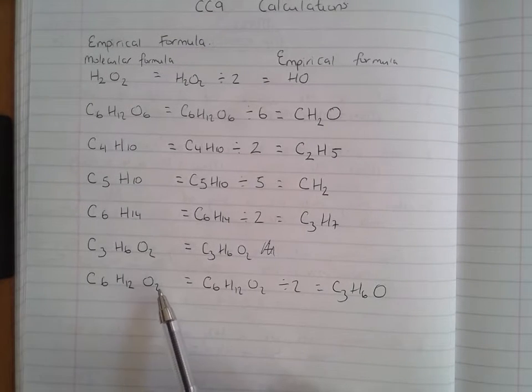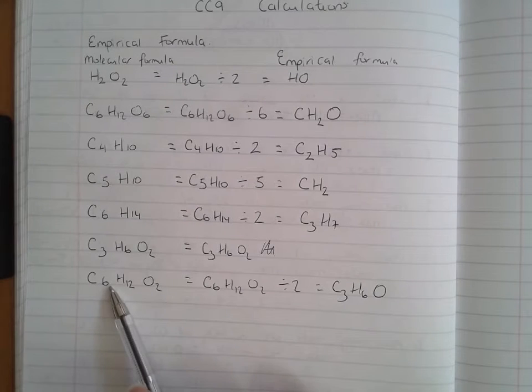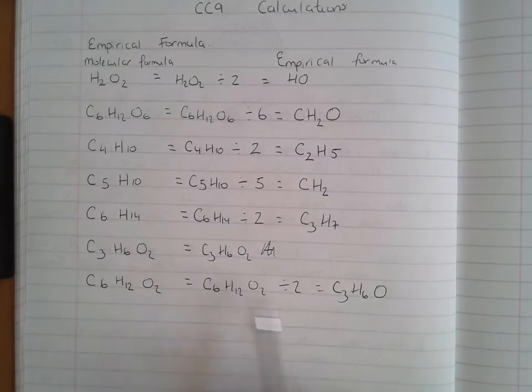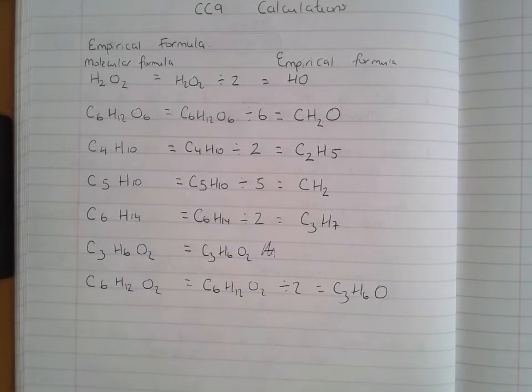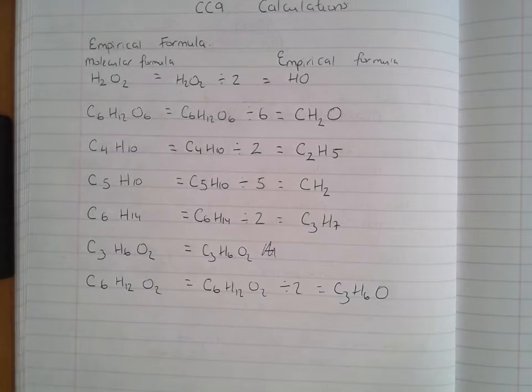The last one, I've got the numbers 6, 12, and 2. 2 will divide evenly into all 3 numbers. 6 divided by 2 is 3. 12 divided by 2 is 6. And then 2 divided by 2 is 1. And I don't need to include the 1. Okay, so that's the empirical formula.